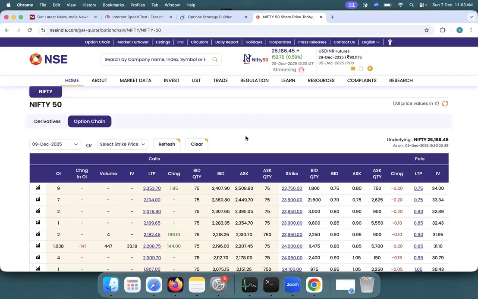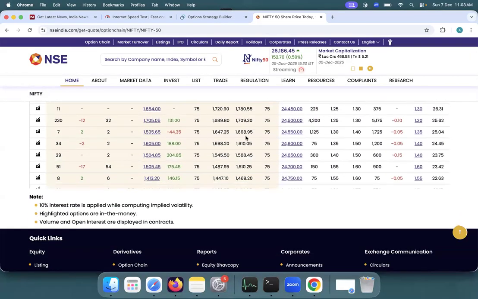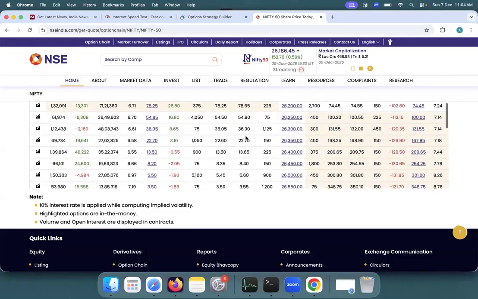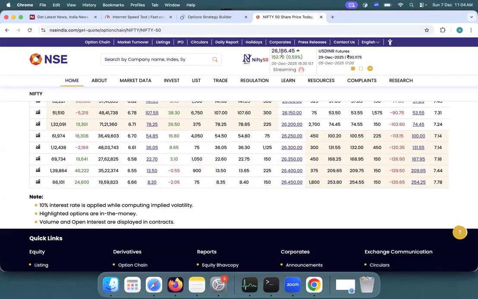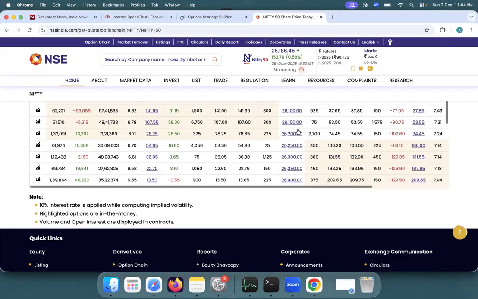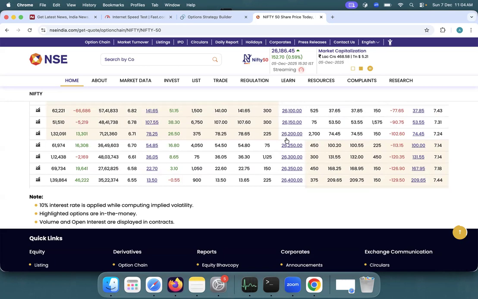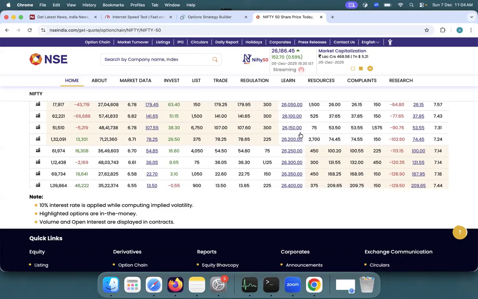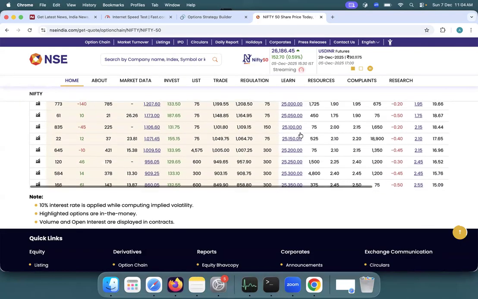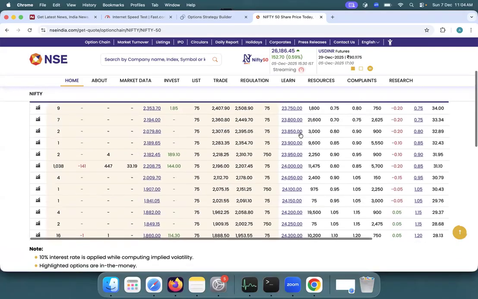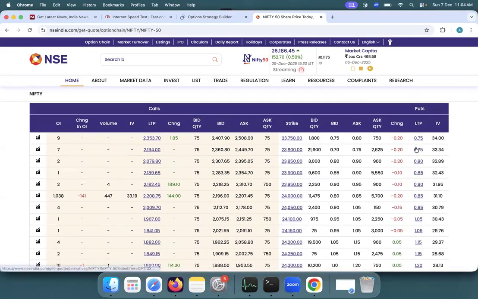By this, we mean that in Nifty there are multiple contracts. Nifty is currently at around 26,186. So let's say if we take a round figure, this is 26,200. This is basically called a strike price, and in Nifty we have a strike price at every gap of 50 points. At every strike price there is a premium associated with it. The LTP column is called premium.